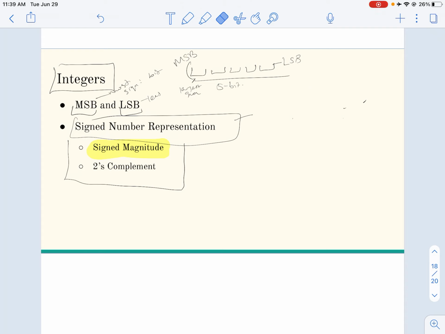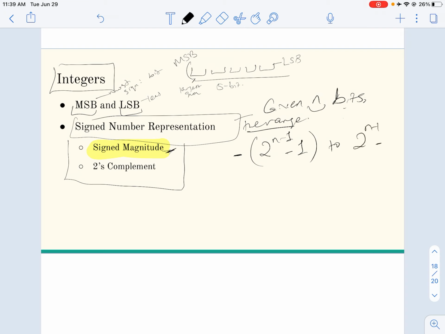So we're just kind of randomly doing this to show you a formula. So if you have given n bits, the range of numbers represented with signed magnitude is negative 2 to the n minus 1, minus 1, to 2 to the n minus 1, minus 1. This is the range. So again, let's go back to the 4-bit example.